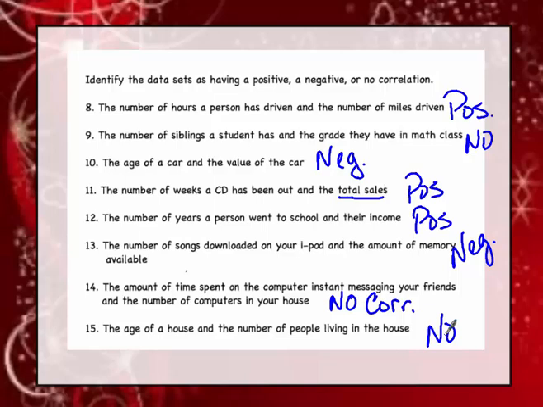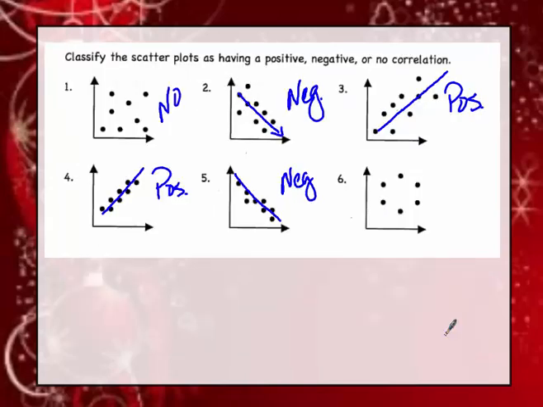So you've got to be able to do two things on the STAR test. Be able to tell when a statement has a positive or negative correlation, and be able to tell when a graph has a positive or negative correlation. And that's what scatter plots are all about: seeing if there is a relationship between the two types of data that we're looking at.